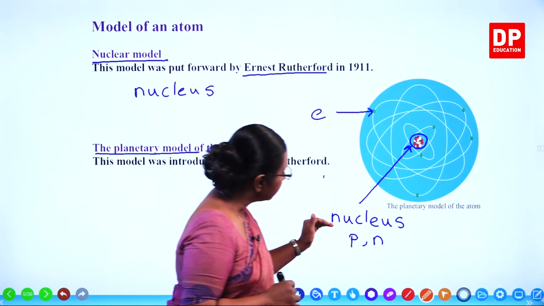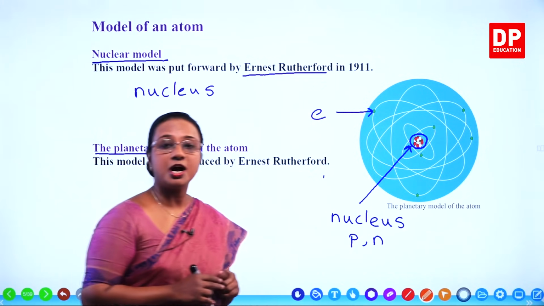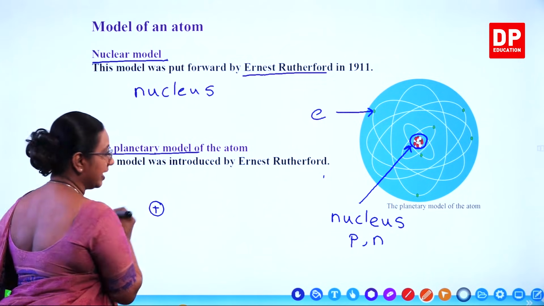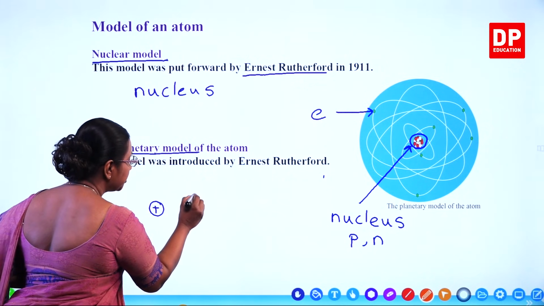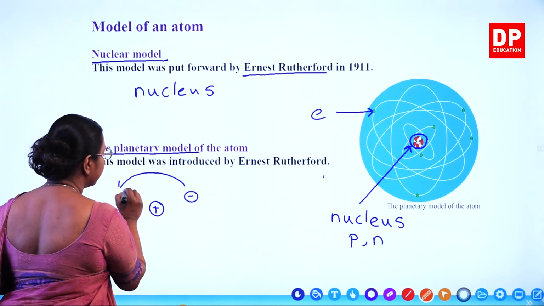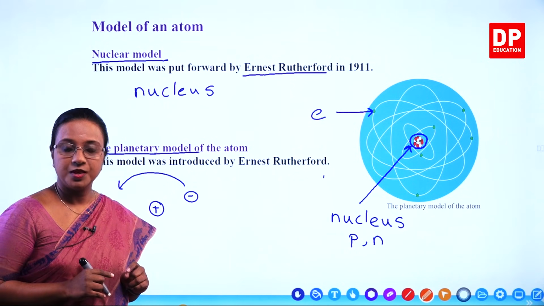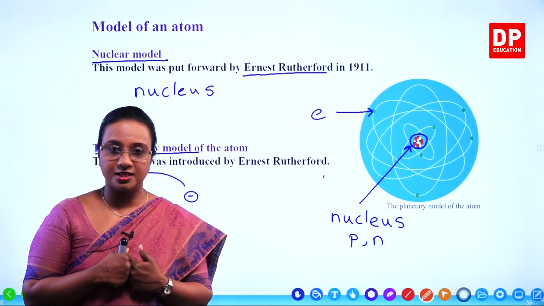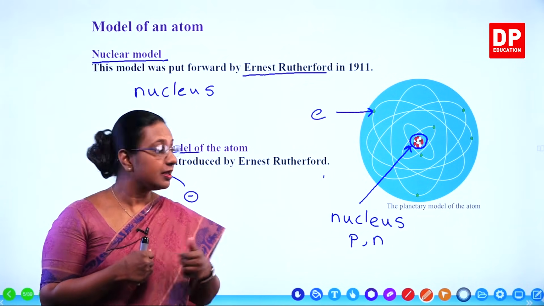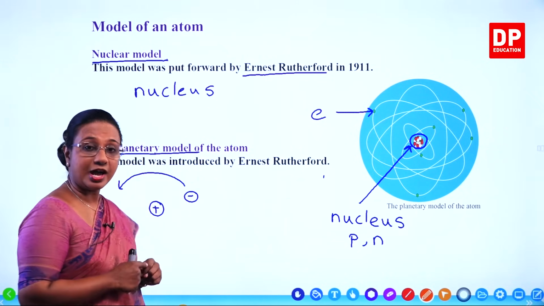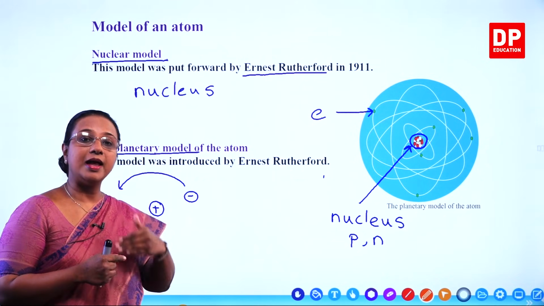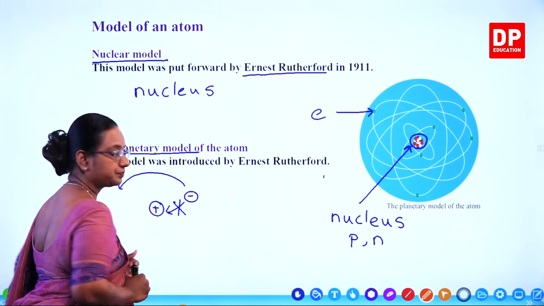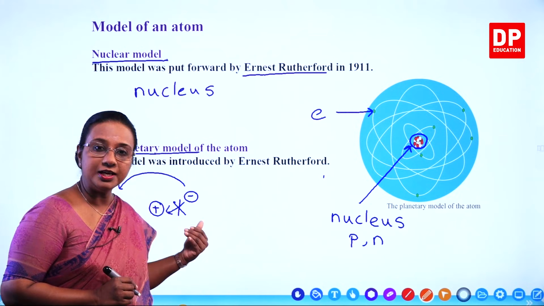Now in this, the positively charged protons are in the center. Positive charges are in the center, and the negatively charged electrons are moving around this nucleus. Normally, positive and negative charges attract each other. In that case, these electrons should get attracted to the nucleus and fall on it. But that does not happen. They do not fall on the nucleus.